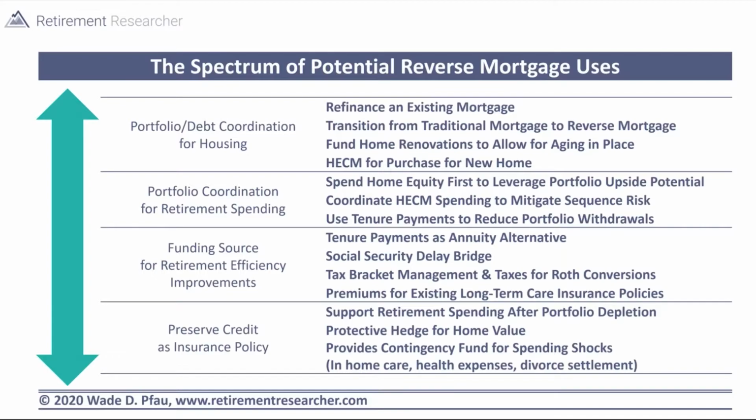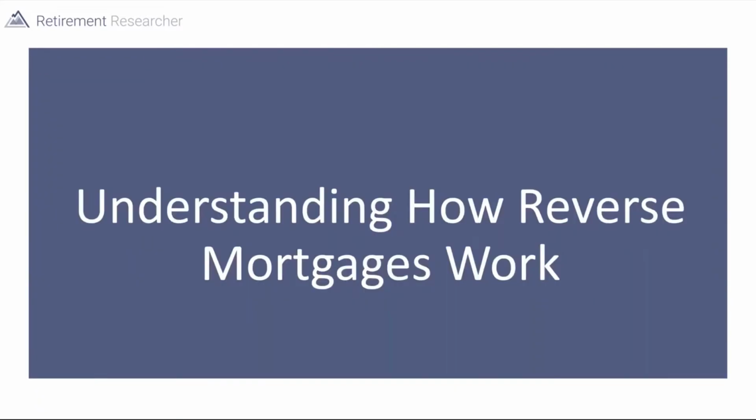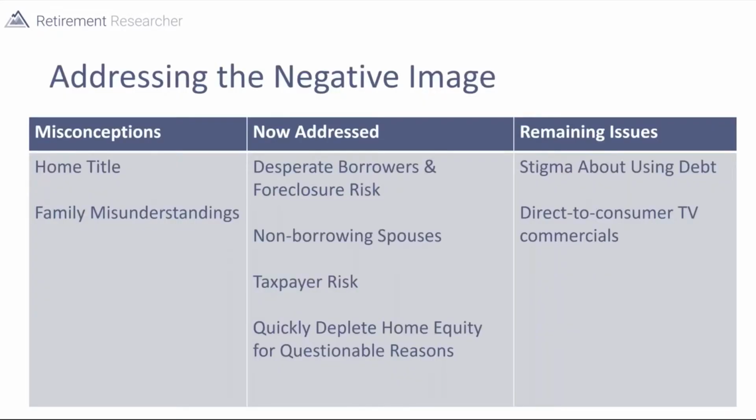So in terms of understanding how reverse mortgages work, there's various issues to start with, that reverse mortgages have had a negative image in the past. Some of that's related to misconceptions, such as there's always been this idea out there that people lose the title to their home if they use a home equity conversion mortgage, and that's just simply never been the case. And then some of the negative media stories about reverse mortgages tend to center on family misunderstandings.